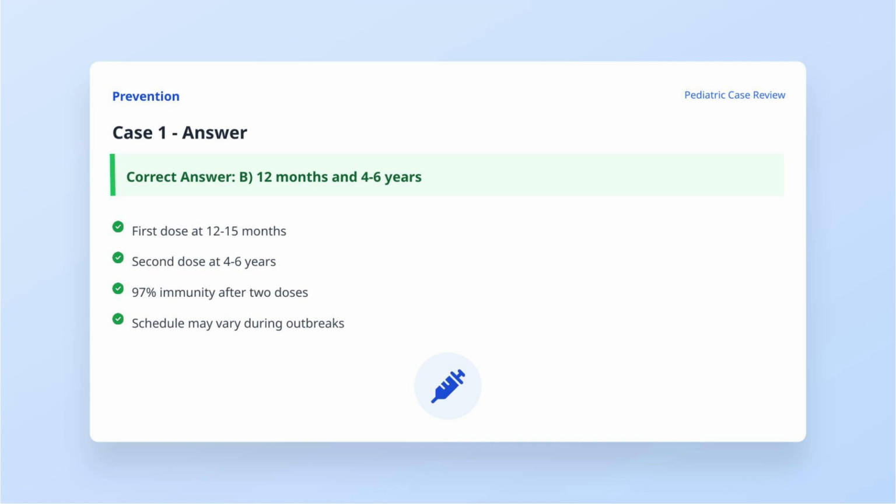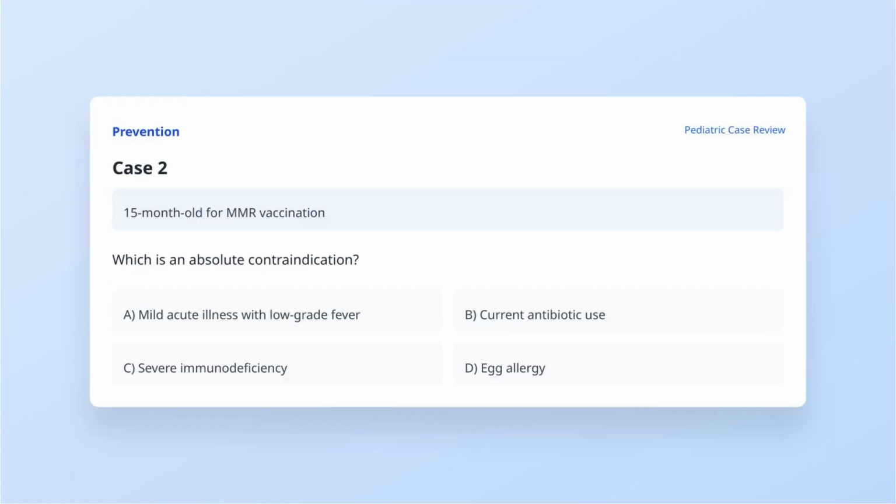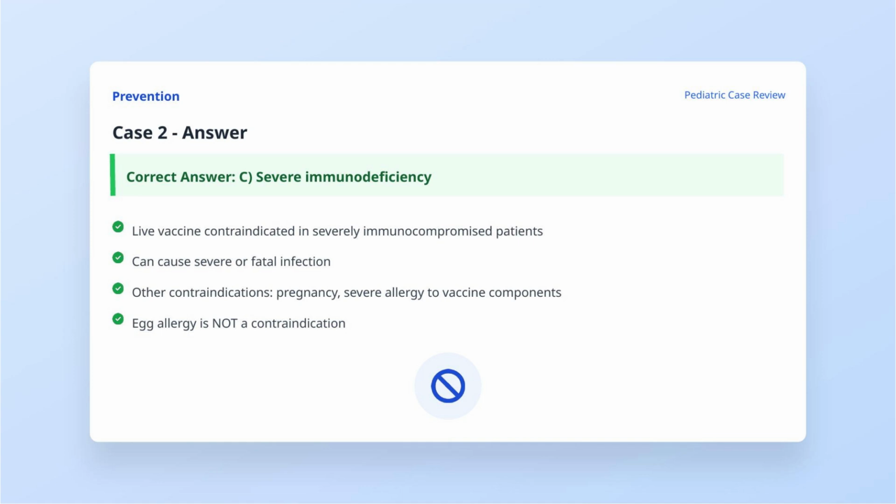A 15-month-old presents for MMR vaccination. Which of the following is an absolute contraindication to MMR vaccination? A. Mild acute illness with low-grade fever, B. Current antibiotic use, C. Severe immunodeficiency, or D. Egg allergy? The correct answer is C.